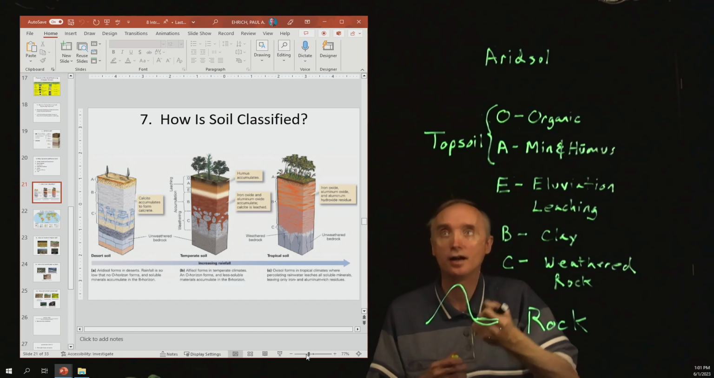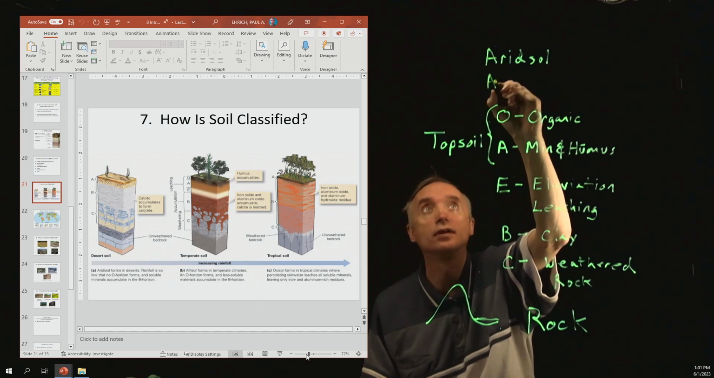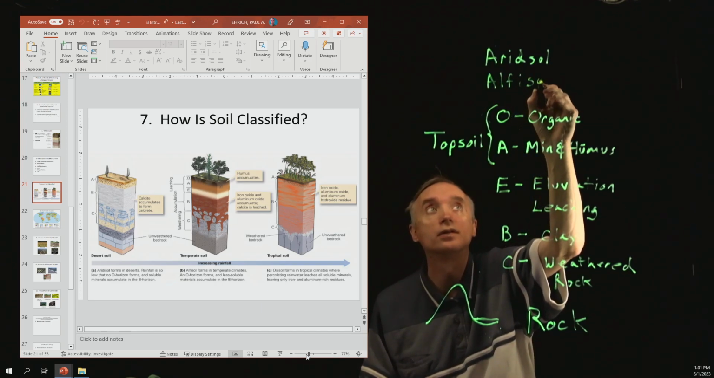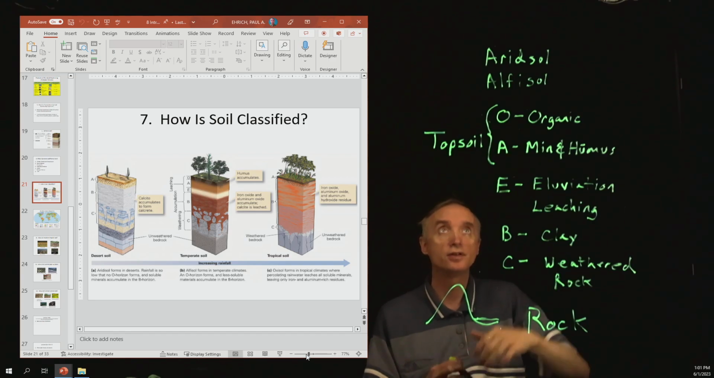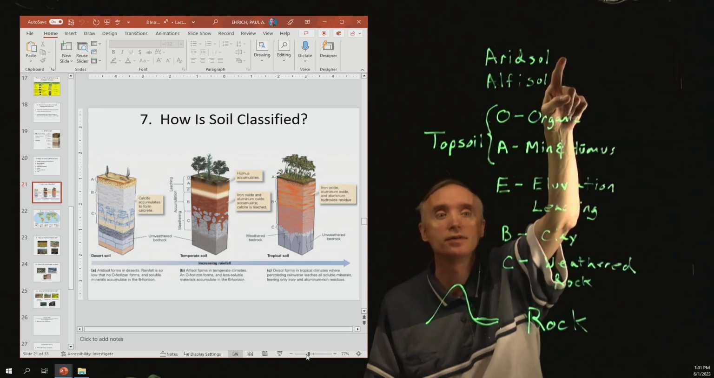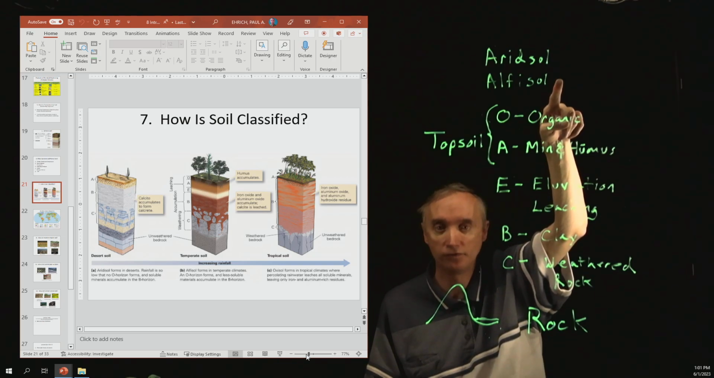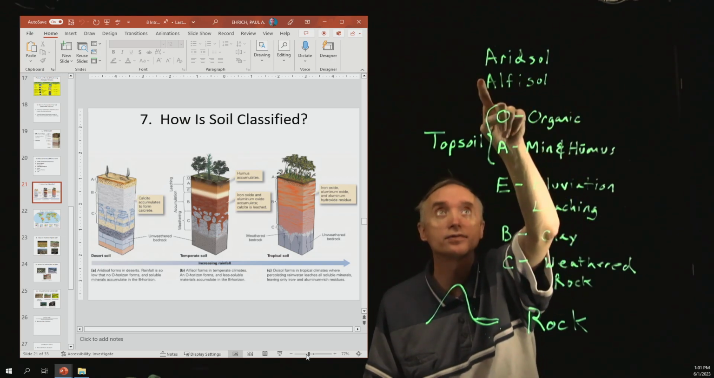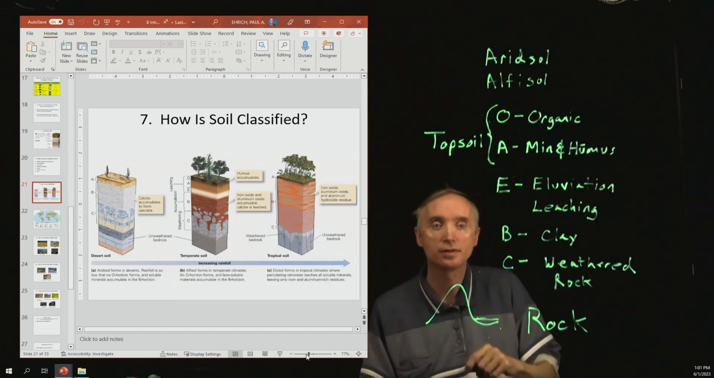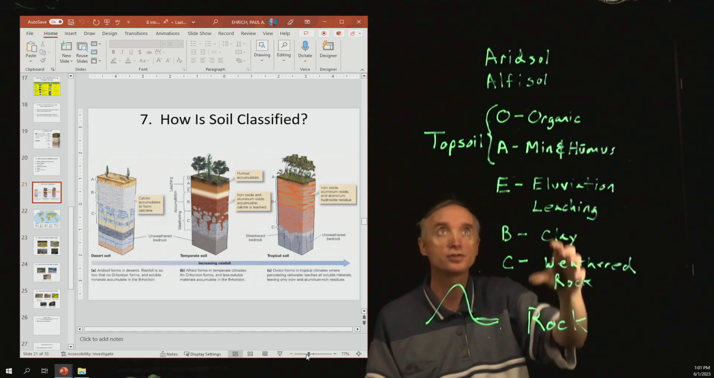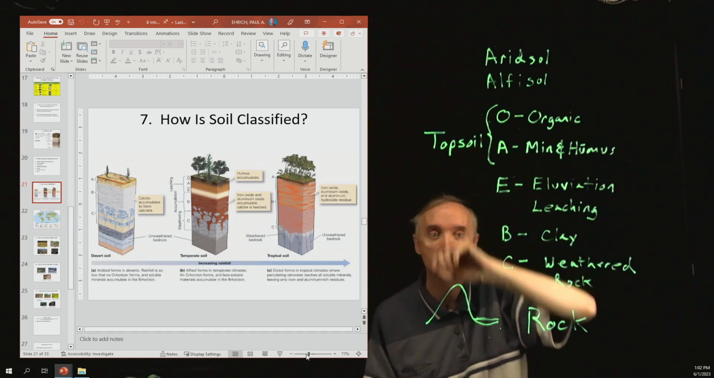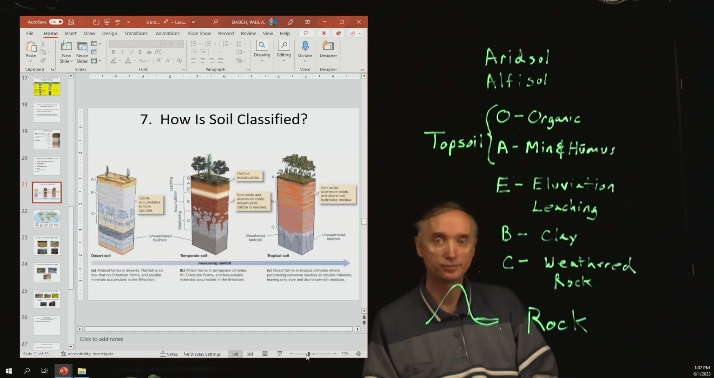Okay, then the second kind is going to be called an alfisol. So that's the middle one, and this is going to occur in a temperate environment. So this one occurs in a desert. This one occurs in a temperate environment where you have forests. And so this is going to produce the best kinds of topsoils. So it tends to have a lot of organic materials that mixes with the weathered rock, so you do tend to get very good topsoils in temperate climates.